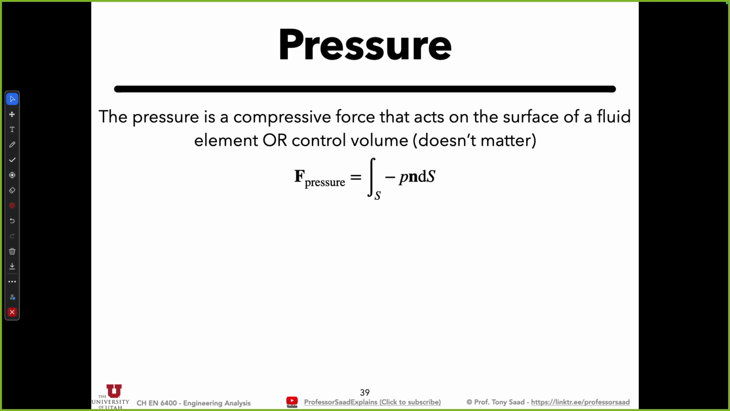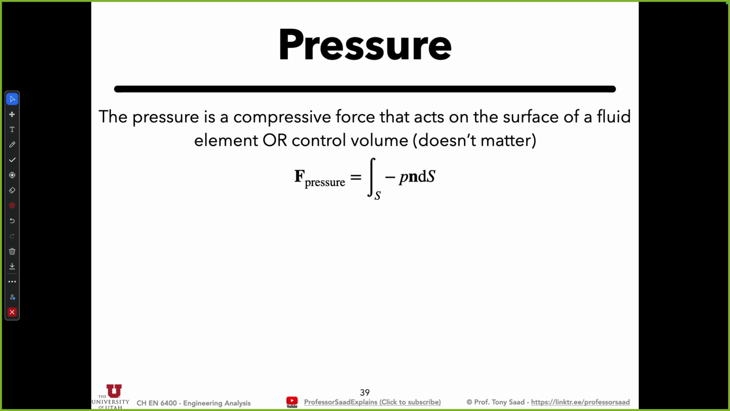how do we turn that into a vector? The unit normal allows us to turn the pressure scalar into a force vector. Why? Because the pressure is a compressive force. It's always acting normally to the surface. So the unit normal tells us the direction of that normal force, right? And then that gives us the integral of minus p n, the outward unit normal, dS.